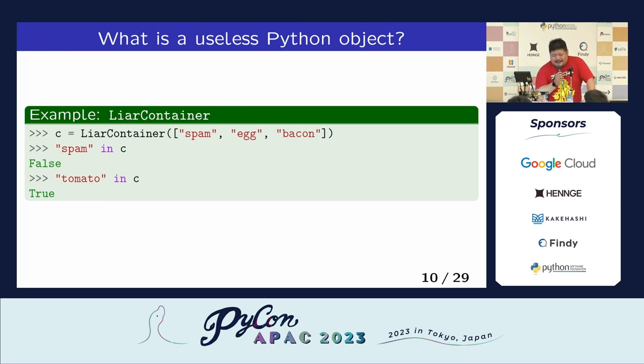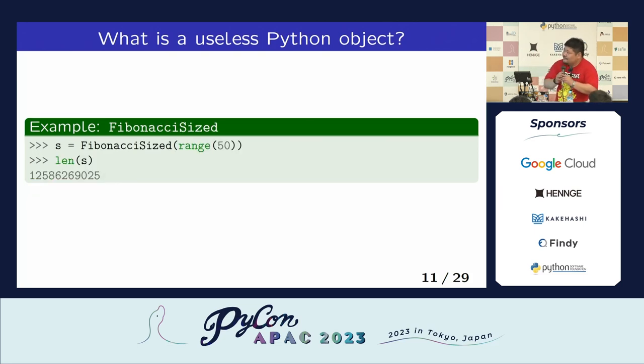What are useless Python objects? For example, a liar container. The liar container has spam, egg, bacon. But spam in c returns false. Oh, it's a liar. And tomato in c is true. The liar container does not have a tomato, but tomato in c returns true. It's a liar. It uses a pathological object.